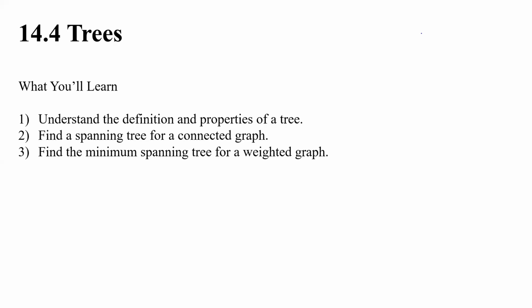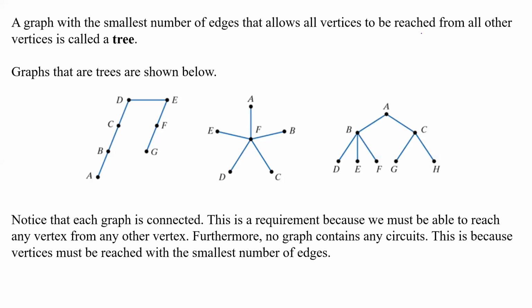All right, so here we are in section 14.4, and what you're going to learn here is you're going to understand the definition and properties of a tree. You're going to find a spanning tree for a connected graph, and you're going to find the minimum spanning tree for a weighted graph. So a graph with the smallest number of edges that allows all vertices to be reached from all other vertices is called a tree.